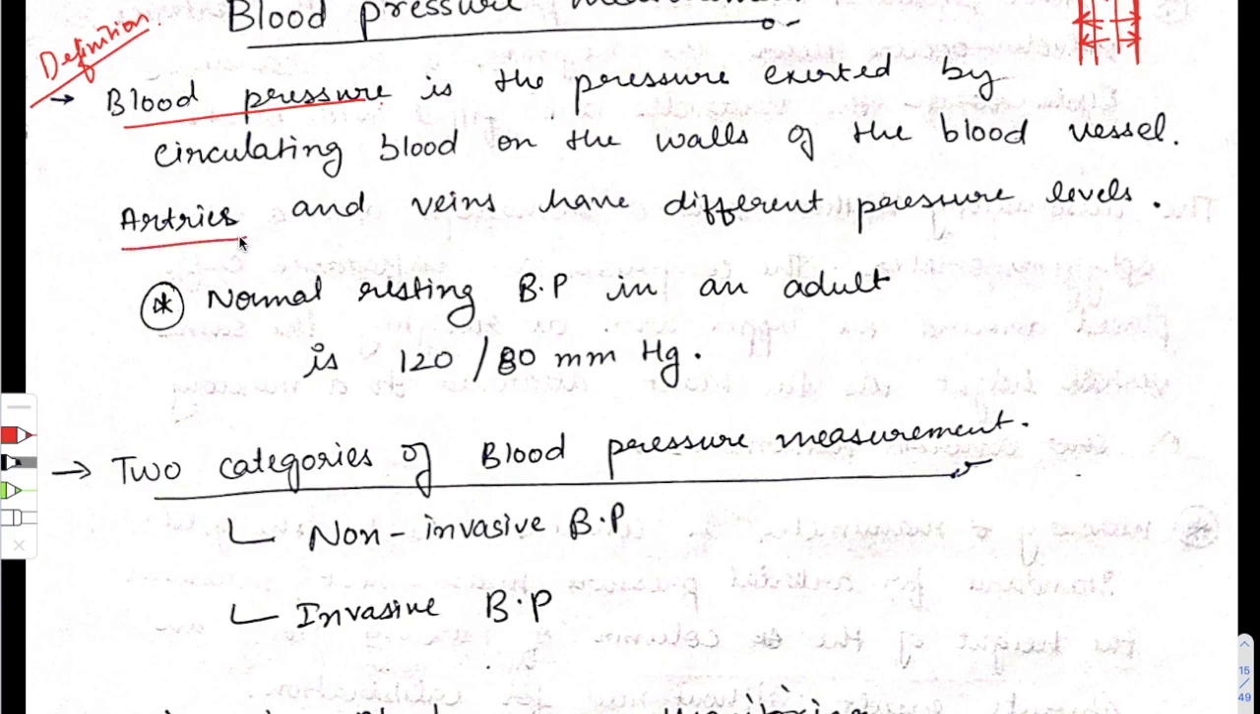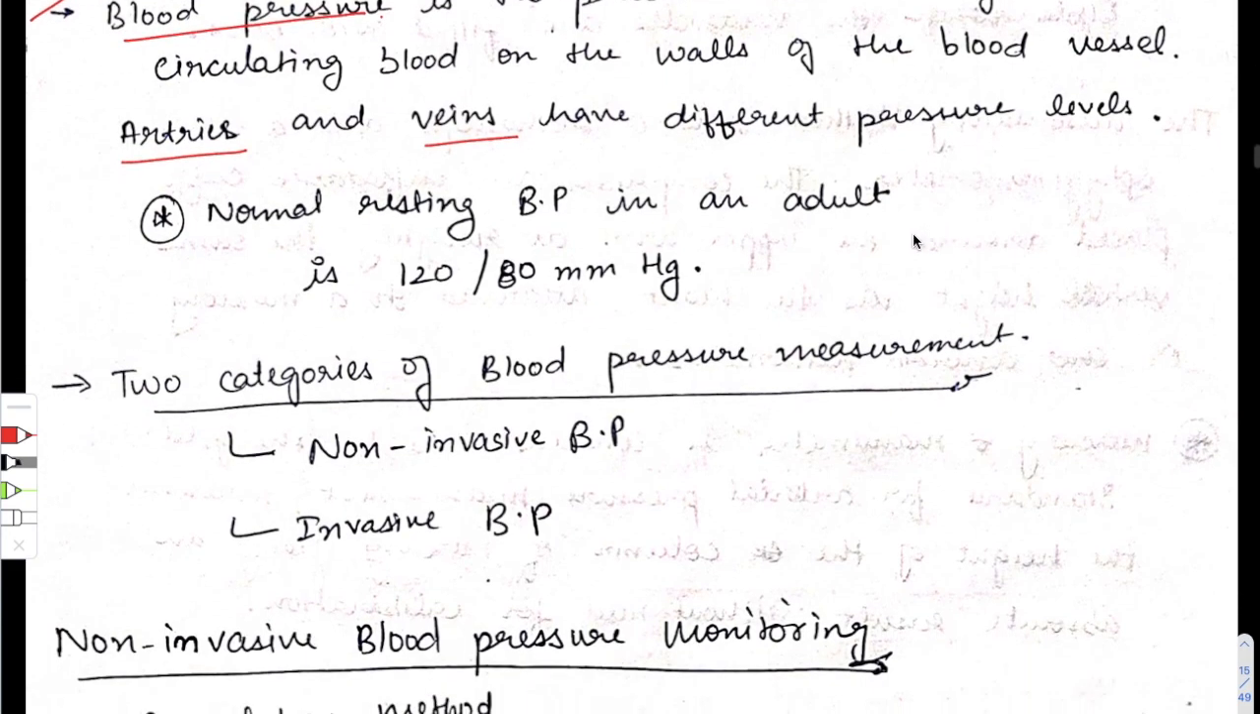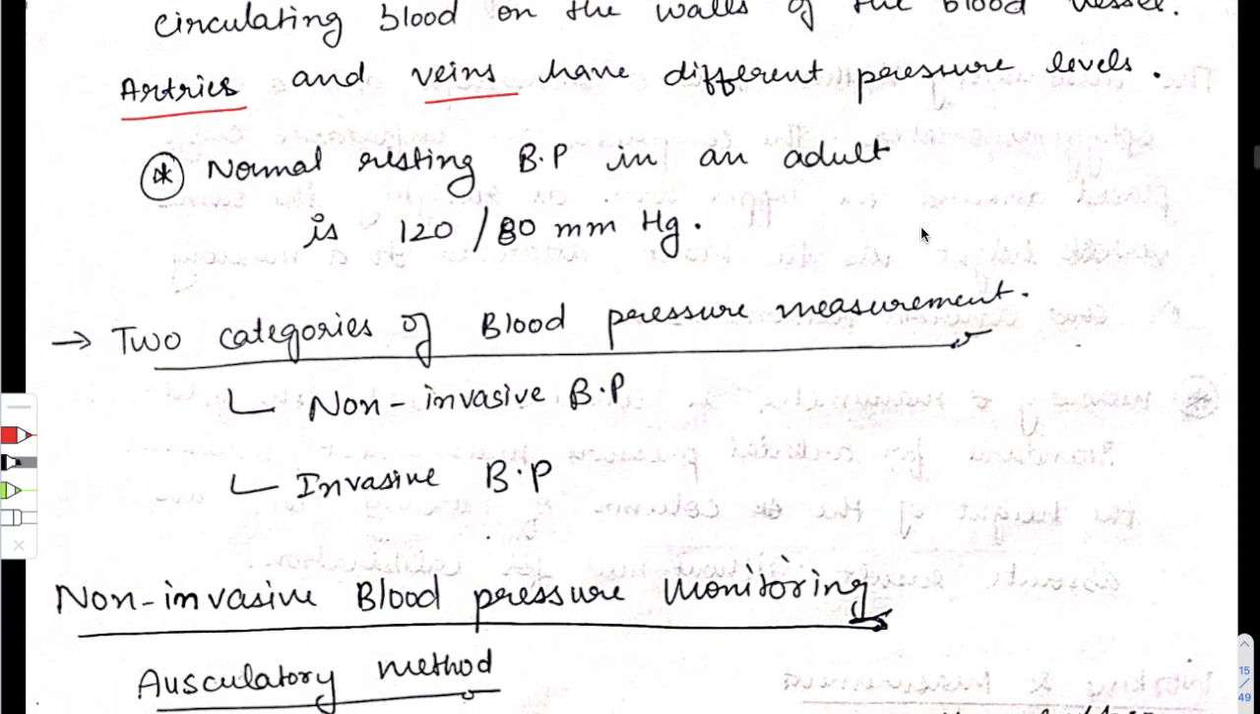Here it is written, arteries and veins have different pressure levels because they have different thickness and different types of blood. Normal resting blood pressure in an adult is 120/80 millimeters of mercury. Mercury here is used in an instrument for measuring the pressures.